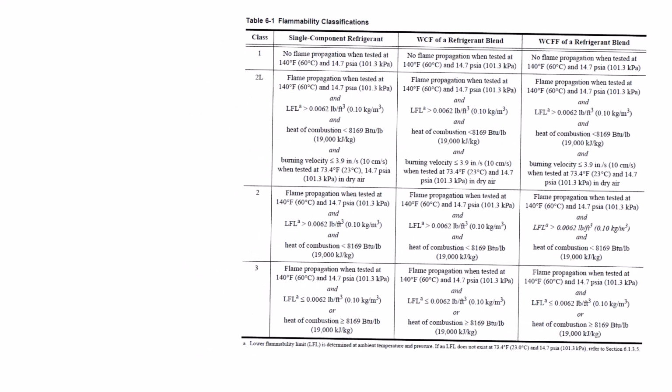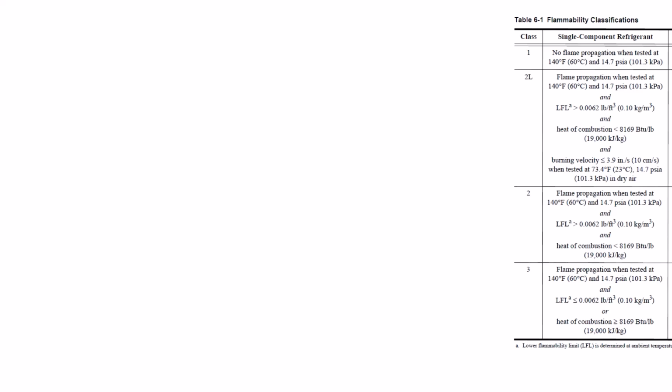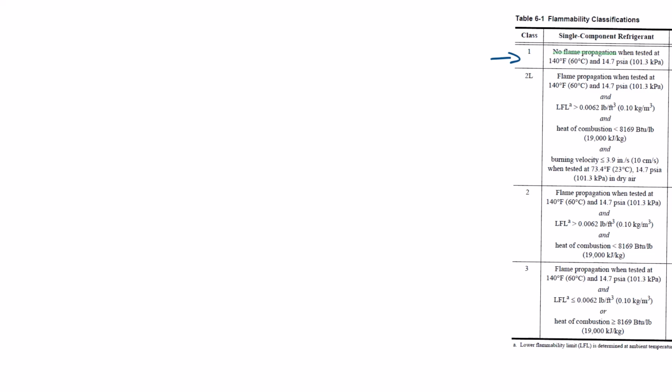Let's look more at flammability requirements. This table shows the requirements of each class. I'm just going to show the first column for now. We'll come back to the other columns in a couple minutes. For Class 1, there can be no flame propagation at 140 degrees Fahrenheit and 14.7 psia.